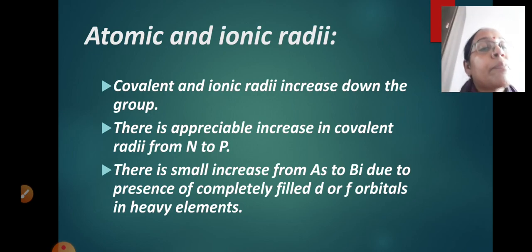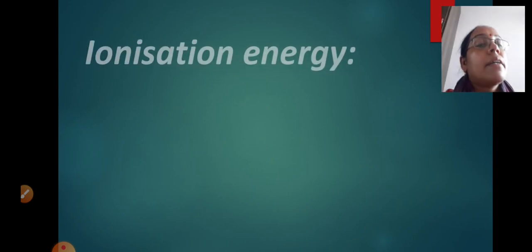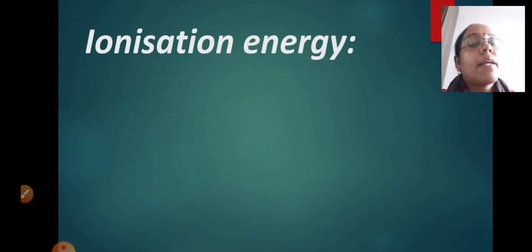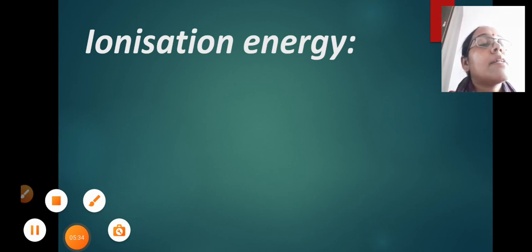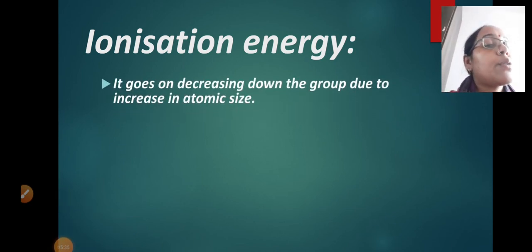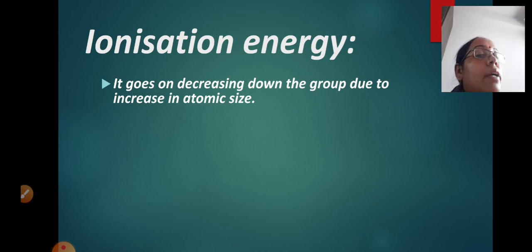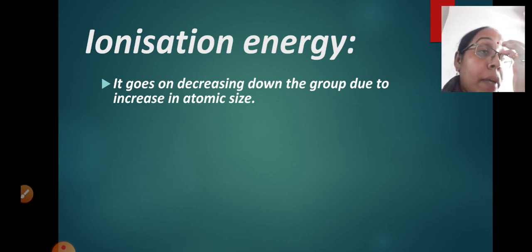Okay students, now we will proceed with the next point. So the next topic is ionization energy. How does it change in group 15, we are going to discuss. So here we go. As we go down the group, that means from nitrogen to bismuth, then what happens? There is increase in atomic size.